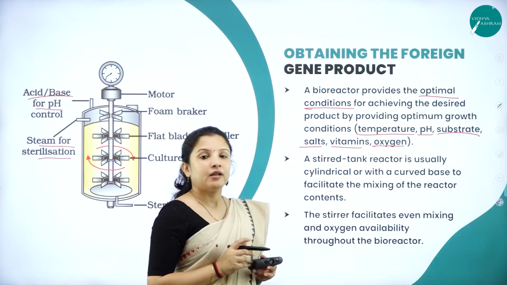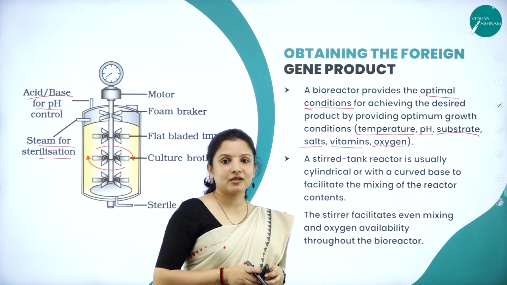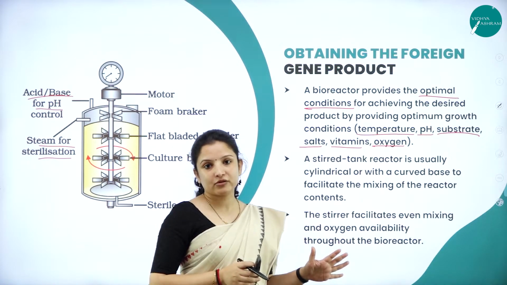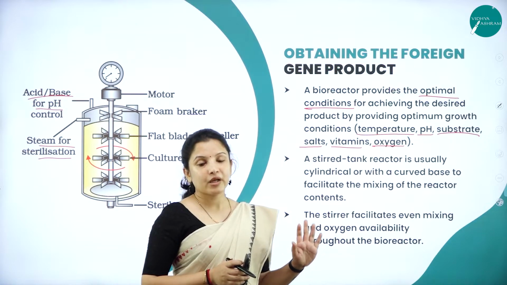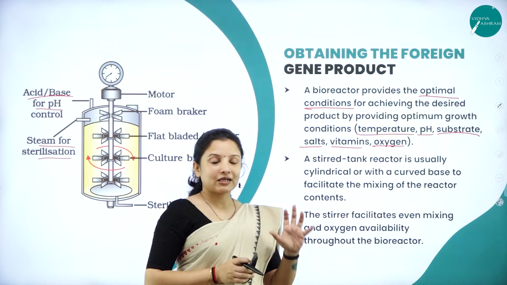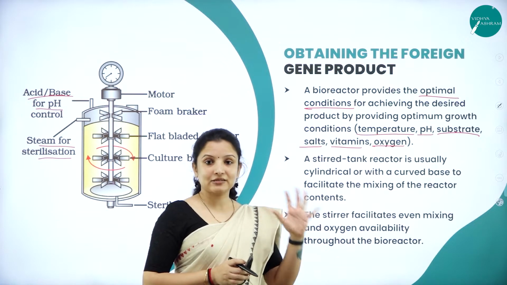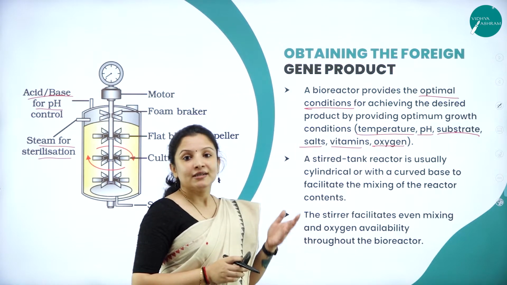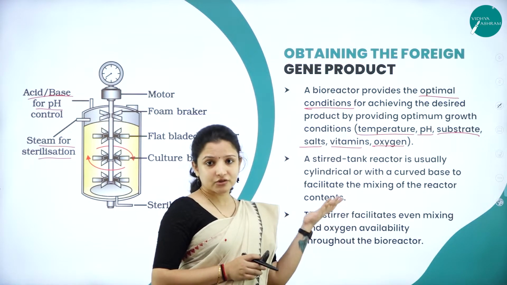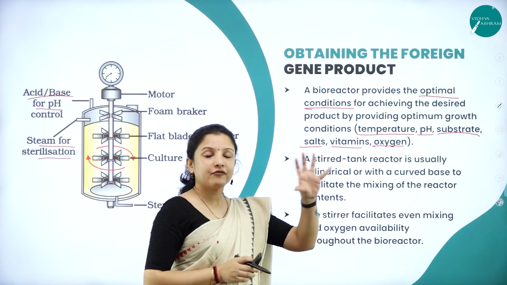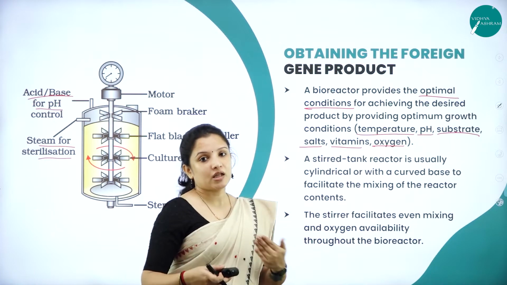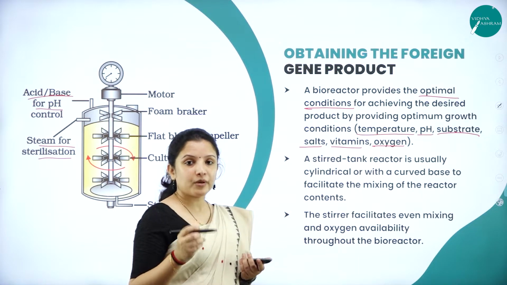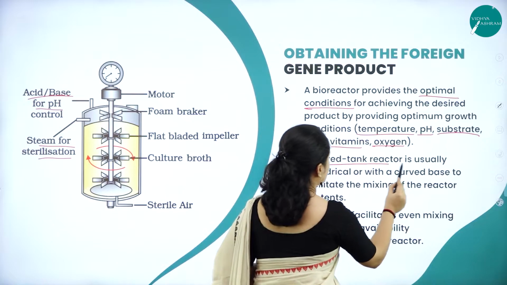Like how a premature baby is put in the incubator, right? How will the incubator be? Just like a mother's womb. Whatever the mother's womb can provide to the baby, the incubator will be providing to the baby. Just like that here also, the bioreactor will be designed in such a way that it is capable of maintaining optimal conditions related to temperature, pH, substrate, vitamins, salts, oxygen, etc. And this will favor the increase in the production of the number of cells. So here usually one of the common bioreactors that is used is a stirred tank bioreactor.